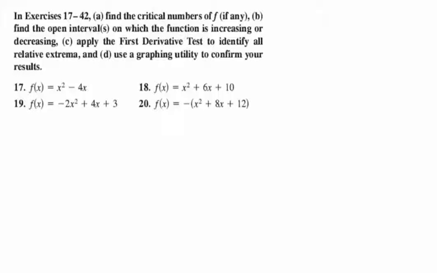In exercises 17 to 42, we want to find a number of things. We want to find the critical numbers, if any. Then we want to find the open intervals on which the function is increasing or decreasing. We want to apply the first derivative test to identify all relative extrema. And we'll talk about the first derivative test in the context of the problems as we do them.